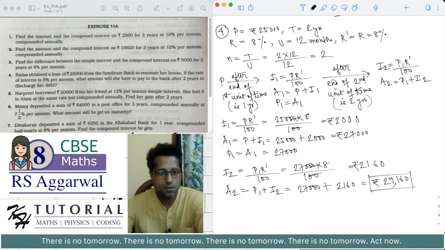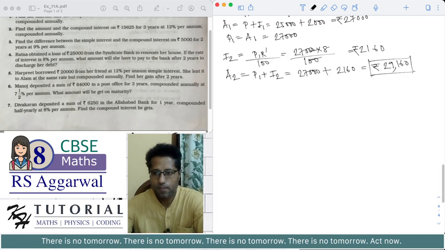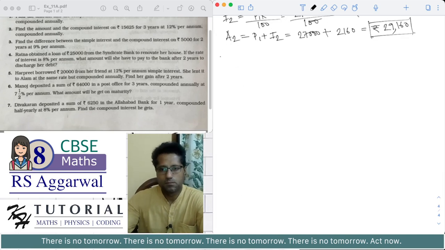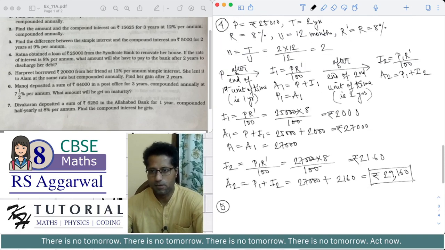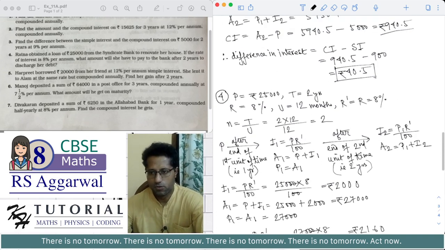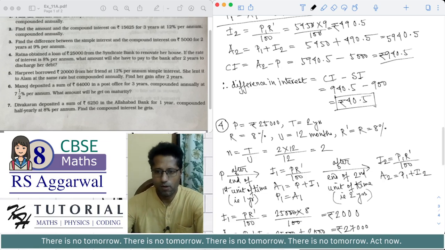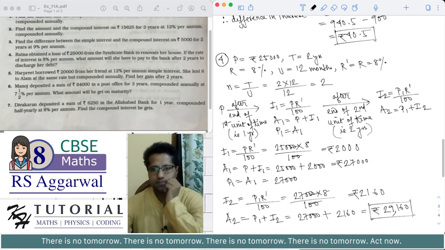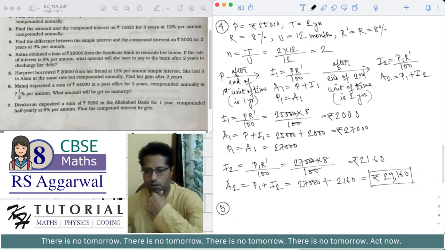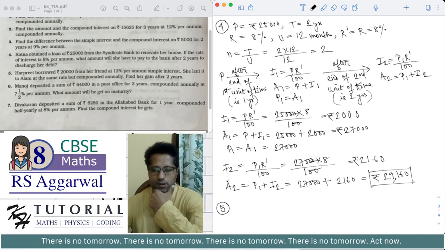Okay, let's do problem number 5. Now for the remaining problems, I'm not going to draw the diagrams. As you can see, the diagrams will be the same. So it makes no sense to solve all the problems drawing the same diagram again and again. I hope you got the idea how the compound interest is being calculated over the entire time period and at the end of every unit of time.